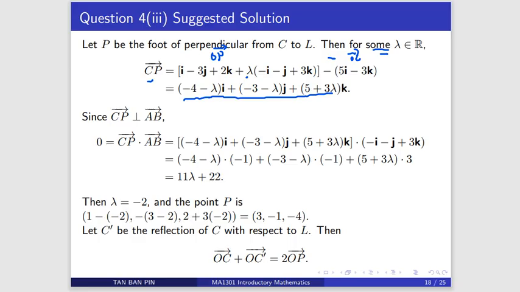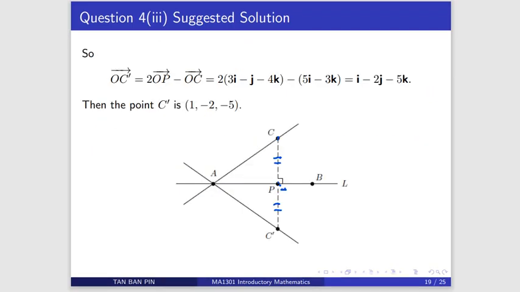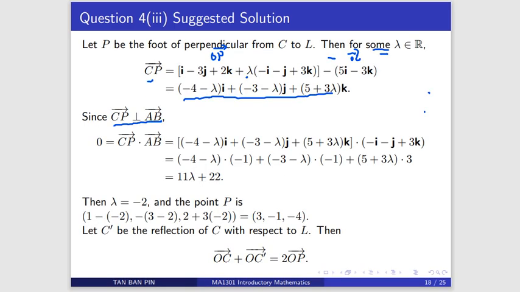Then because CP is at right angle to AB, remember, P is the foot of the perpendicular from C to the line AB. So vector CP is at right angle to vector AB. Yeah? So that's why CP dot AB must be 0. So with that, you can work out the dot product.